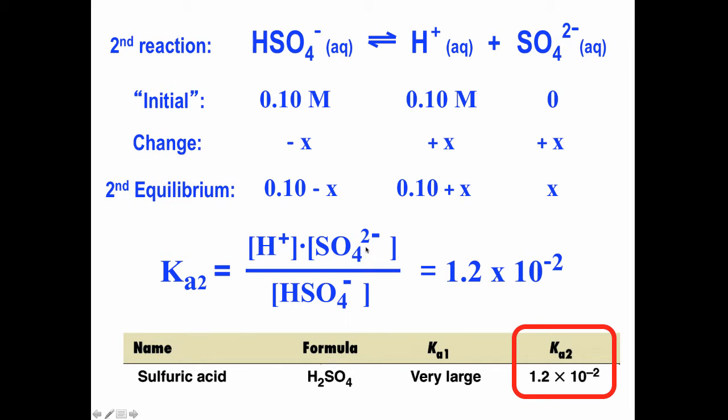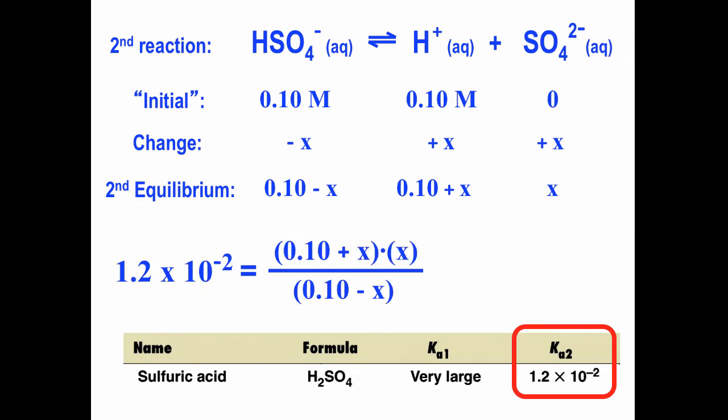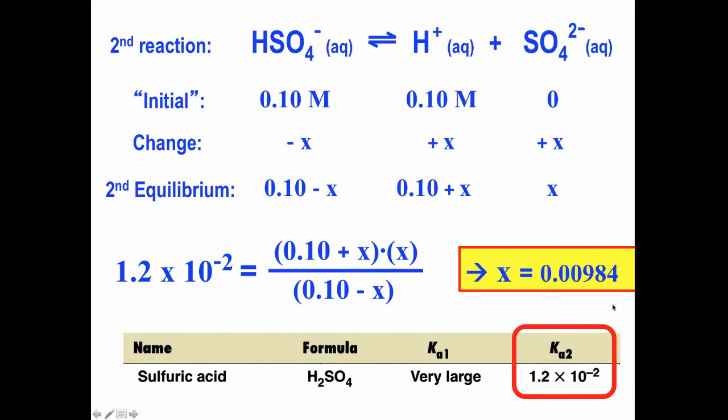The second dissociation, K sub a, is 1.2 times 10 to the minus second. That's a ratio of H plus times SO4 2 minus divided by HSO4 minus. That equals 1.2 times 10 to the minus second. And now when we substitute in our X values, we get the equation shown: 1.2 times 10 to the minus second equals (0.1 plus X) times X divided by (0.1 minus X). And solving in the usual manner gives us X equals 0.00984, carrying one extra sig fig on an intermediate calculation.